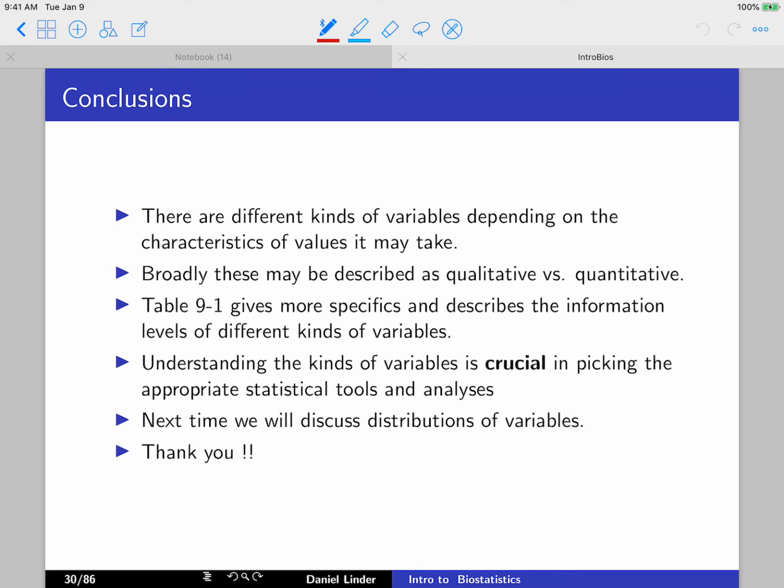So as we're going to see in the future chapters, understanding the kinds of variables is crucial for picking the appropriate statistical tools and analyses that you're going to do on the data.